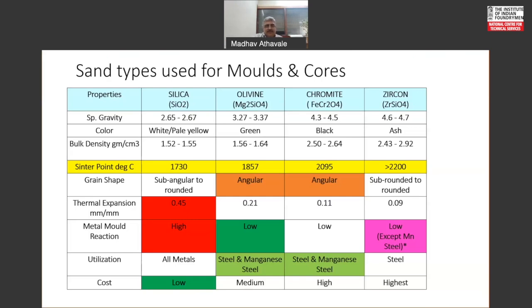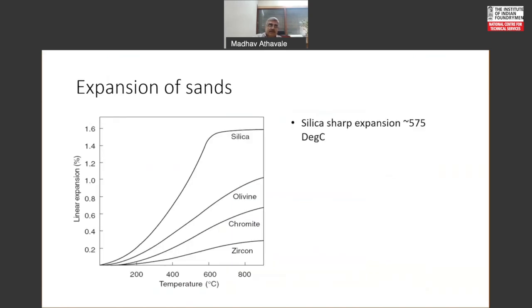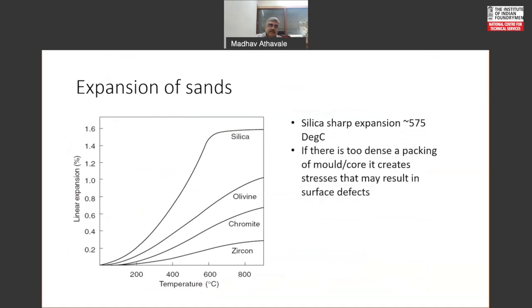And utilization, as all of you are aware, silica is commonly used for almost all metals, but then you need to use proper measures like coatings to ensure that you get the desired surface finish. Here is a quick look at expansion of sands. As you can see, silica shows very sharp expansion around 573, 575 degrees as the phase change happens.